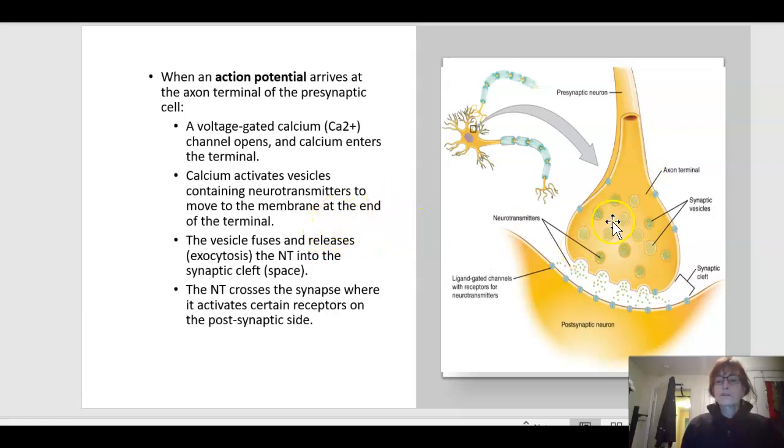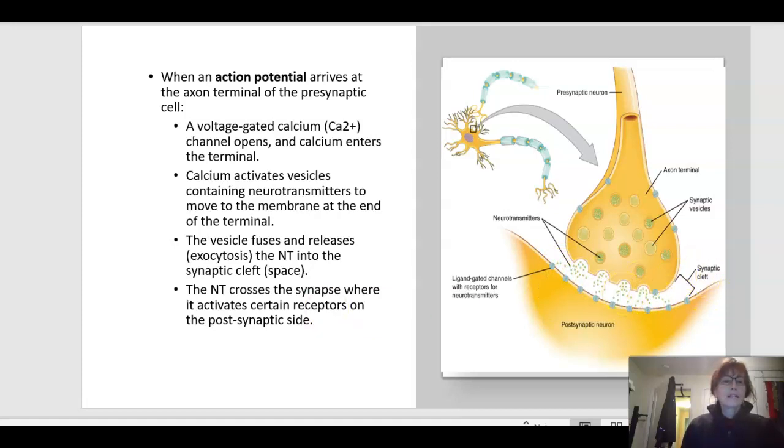So once those vesicles have been activated, they're going to then be moved down to the end of the terminal where we see the plasma membrane. They're going to fuse with that because they are little membranes themselves, or little bubbles, and they are going to fuse with that phospholipid bilayer of this membrane, and that's going to cause those vesicles to release their contents. The contents are going to exocytose out into the synapse, and there we go. And they're going to cross the synapse. So you can see that right here.